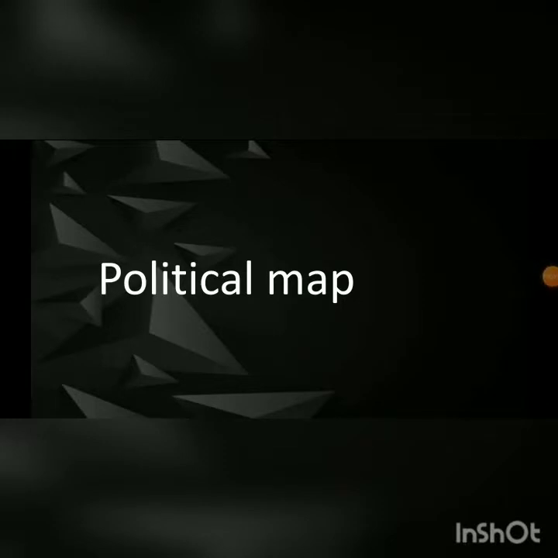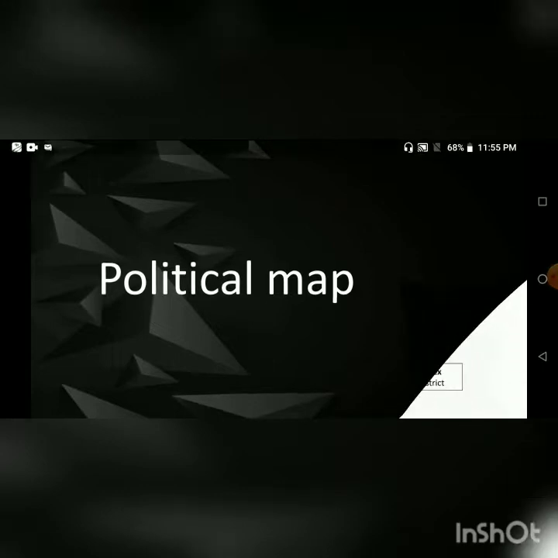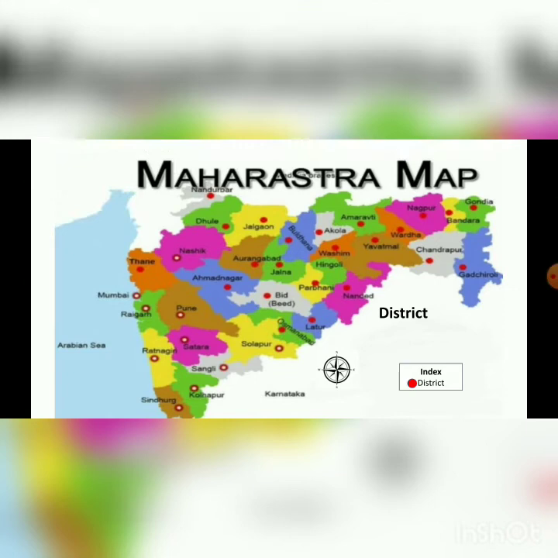Political map. Children, we are now going to study about political map. Let us see the first map. It is the map of Maharashtra. The title says Maharashtra map and the subtitle says district. Here you can see the subtitle district.